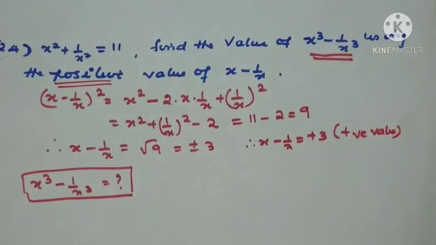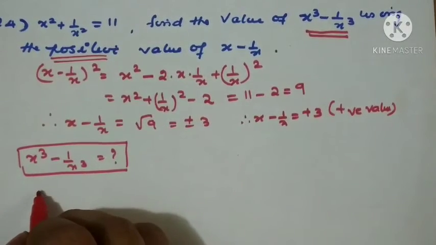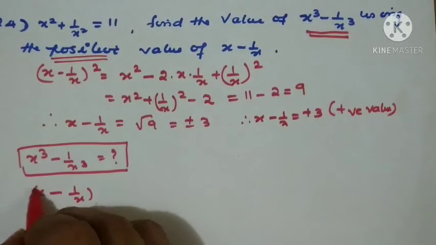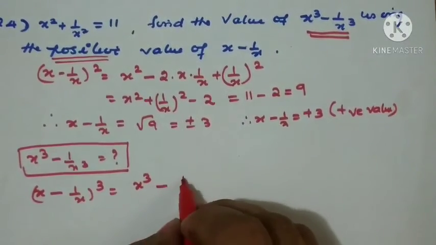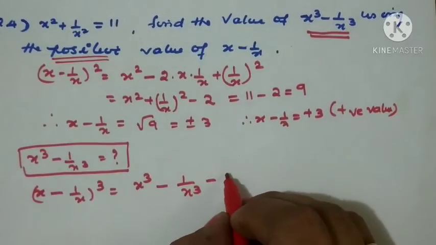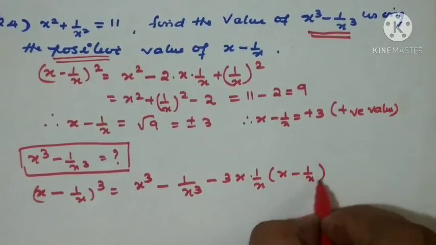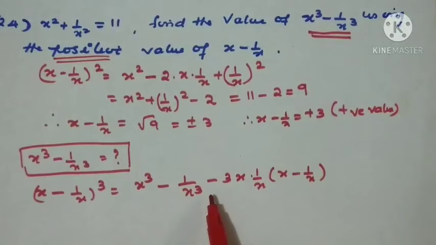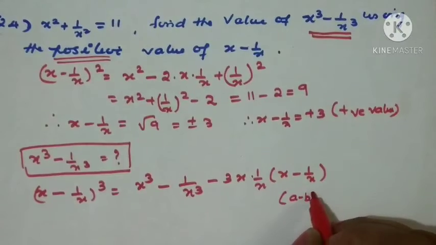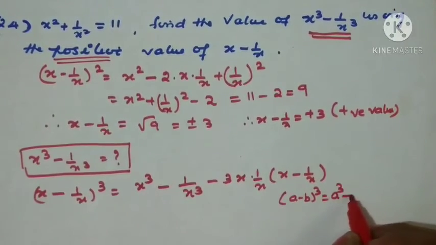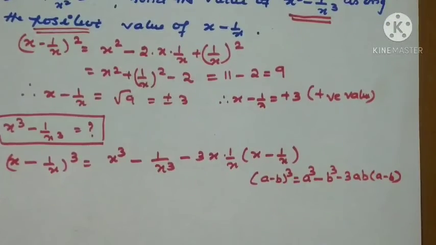So we are using which formula? X minus 1 by x whole cube, or we can say a minus b whole cube. A cube, that is x cube minus 1 by x cube, minus 3 into x into 1 by x bracket x minus 1 by x. A cube minus b cube minus 3ab into a minus b. If any doubt is there, I'll write the formula here. A minus b whole cube equals a cube minus b cube minus 3ab into a minus b.